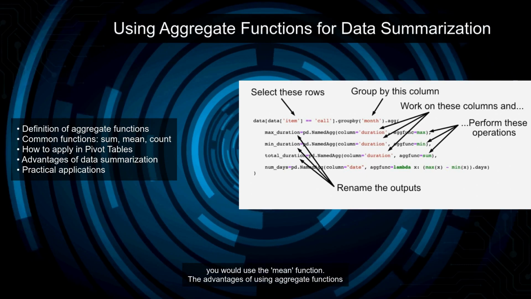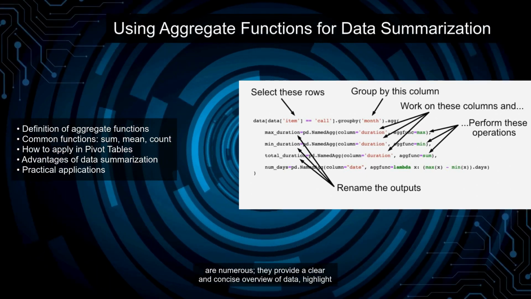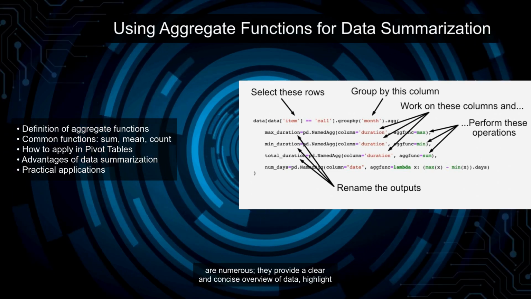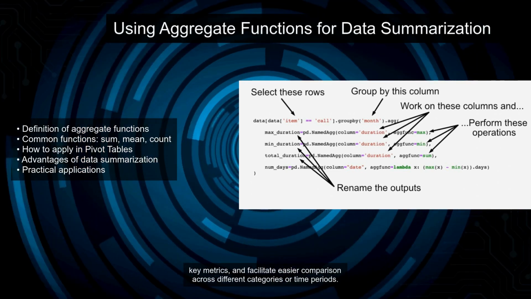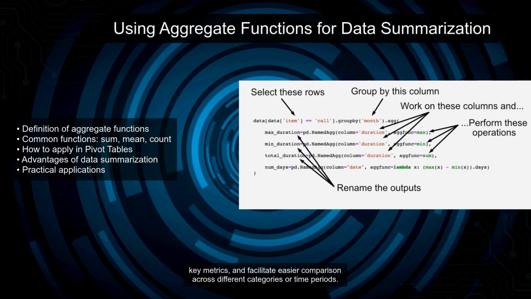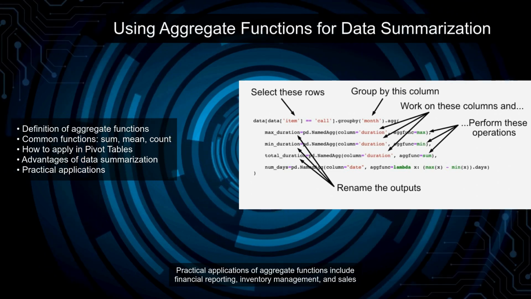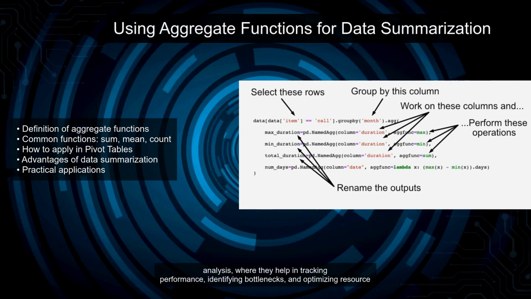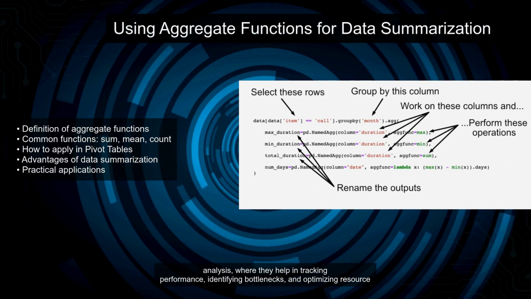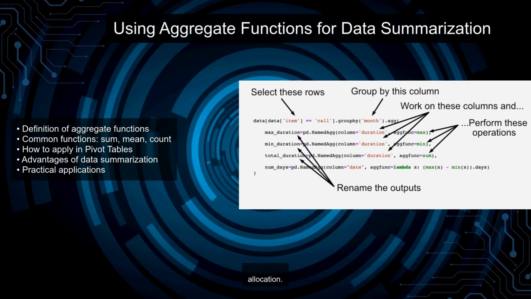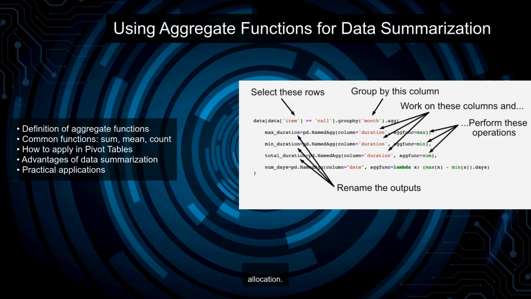The advantages of using aggregate functions are numerous. They provide a clear and concise overview of data, highlight key metrics, and facilitate easier comparison across different categories or time periods. Practical applications of aggregate functions include financial reporting, inventory management, and sales analysis, where they help in tracking performance, identifying bottlenecks, and optimizing resource allocation.